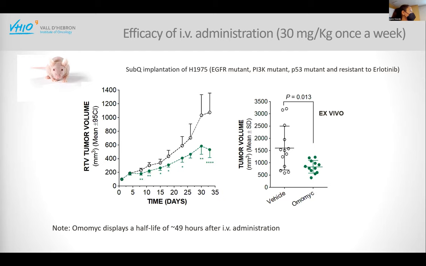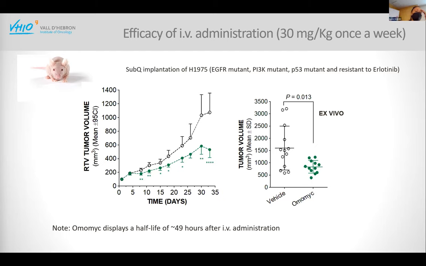So we started treating a xenograft model, in this case for non-small cell lung cancer that was EGFR mutated, PI3K mutated, P53 mutated, and was resistant to the standard of care erlotinib. We didn't have much for this type of tumor in the lab. Chemo almost doesn't do anything to this cell. So we started treating them once a week with HOMOMIC, with 30 milligrams per kilo, and we had this nice therapeutic effect. First, there was slowdown in tumor proliferation, and by the third, fourth week of treatment, we started seeing the tumor shrinking.